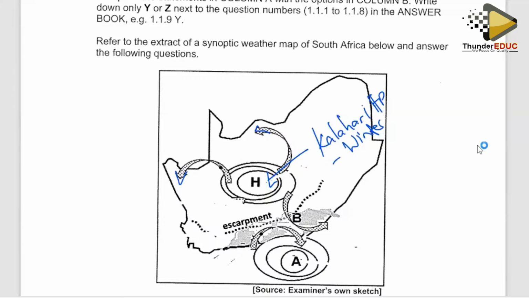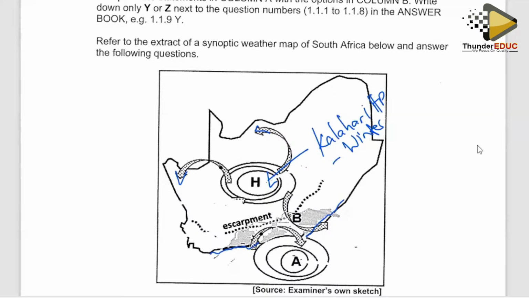anti-clockwise direction. Then we have the escarpment, meaning we now have a difference in altitude coming from the interior going towards the coastal areas. We have the escarpment here, we go down to the coastal areas, and we have our pressure cell, which is indicated here. If you look at its location, it is located along the coastal region. The coastal region, we are saying the edge of land and water. This is the edge of land and water.